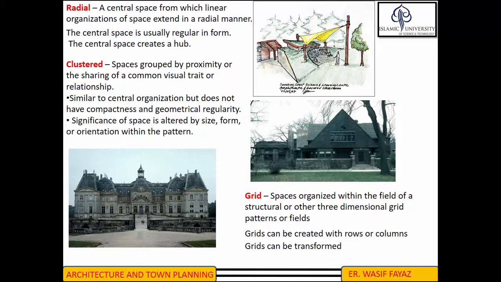A clustered space consists of repetitive or cellular spaces that have similar functions and share a common visual trait such as shape or orientation.